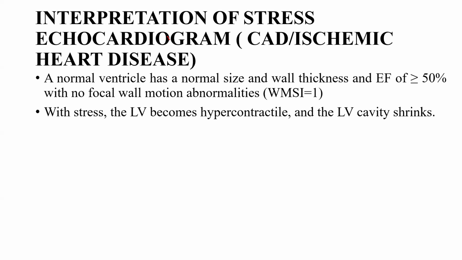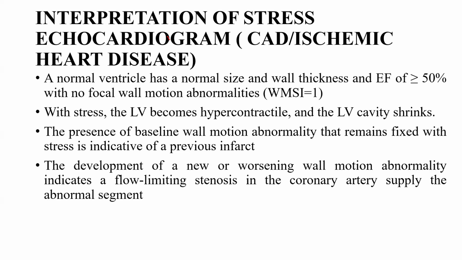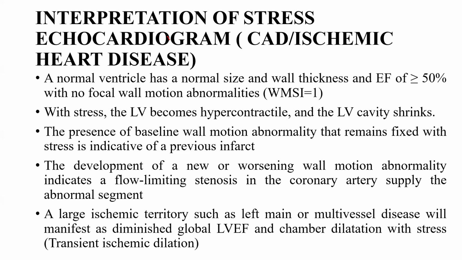Now with stress, your LV becomes hypercontractile. There's increased oxygen demand, increased workload on the heart. So your LV cavity will shrink. Now, the presence of a baseline wall motion abnormality that remains fixed with stress is indicative of a previous infarct. Now, if you develop a new or worsening wall motion abnormality, then it's suggestive of a flow-limiting stenosis in the coronary artery supply to that segment.